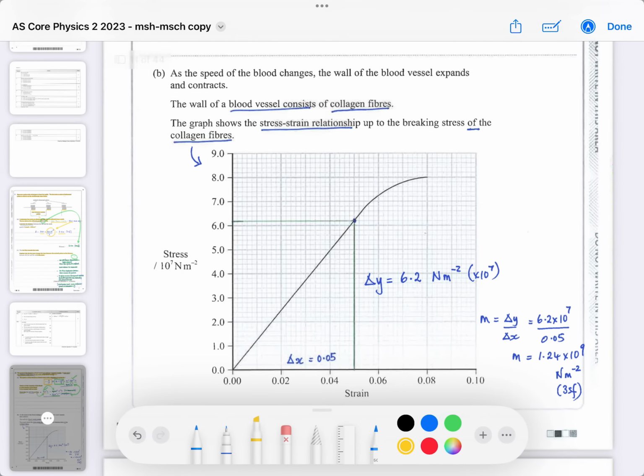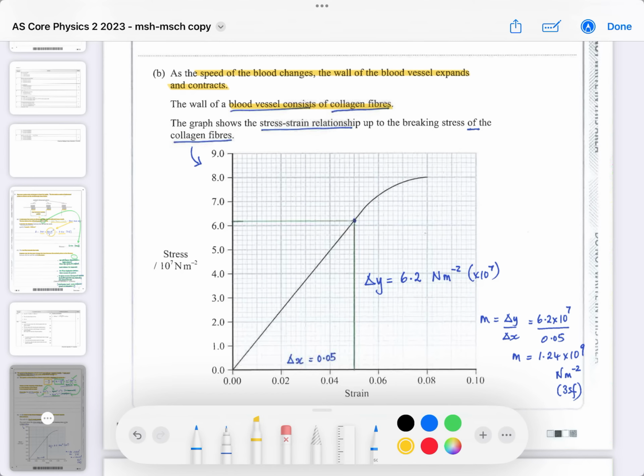Part B then says, as the speed of the blood changes, the wall of the blood vessels expand and contract. Okay? So we're talking about one blood vessel. I should have read it differently. The wall of a blood vessel contains collagen fibers. Collagen is a protein which basically keeps you healthy in terms of your skin, your joints, your hair, what else? Nails. So it's a protein.